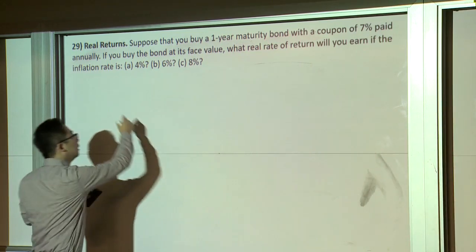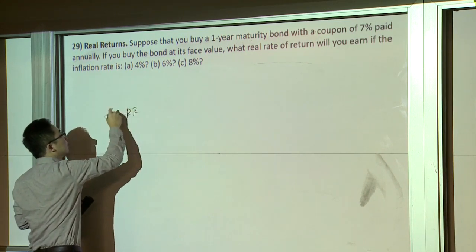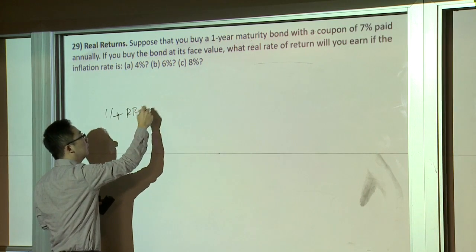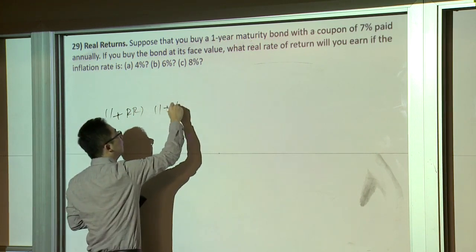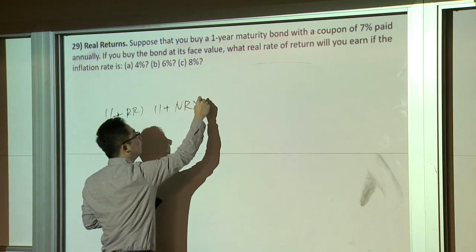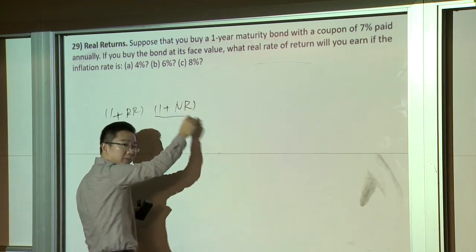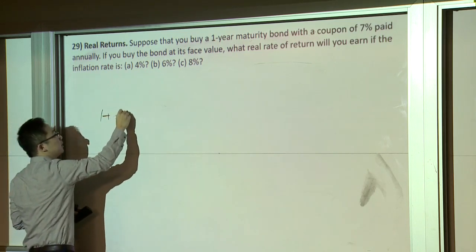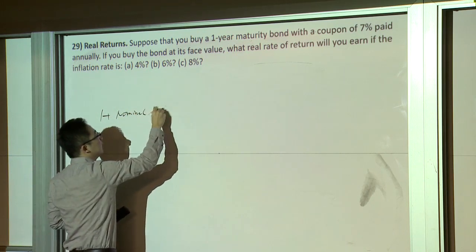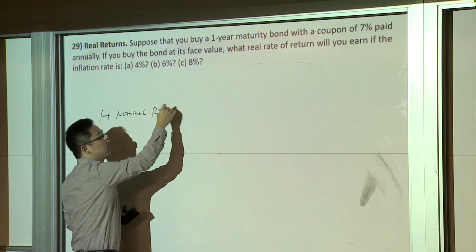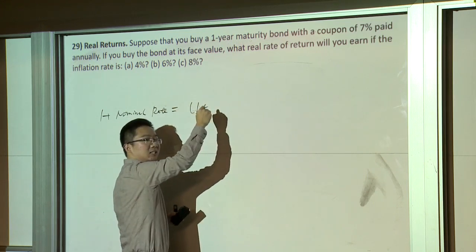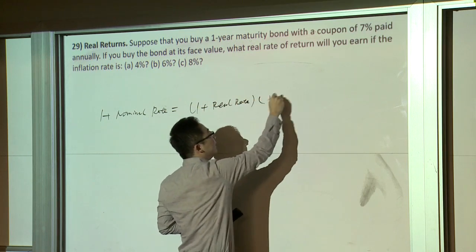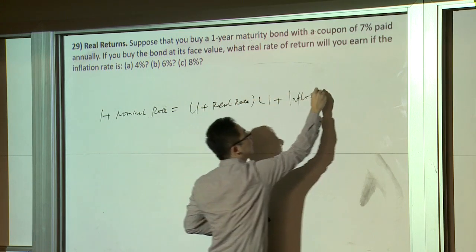1 plus the real return equals 1 plus the nominal over 1 plus the inflation. Divided by, right? Let me reformat it a little bit. 1 plus the nominal rate of return equals 1 plus the real rate of return, multiplied by 1 plus the inflation rate. Right. That's the same thing.